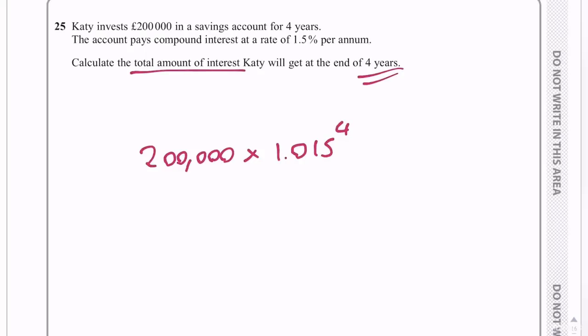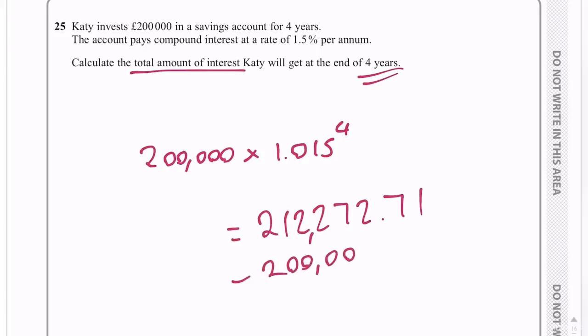So 200,000 times 1.015 all to the power of 4 on the calculator gives us quite a large number here. We've got 212,272.71 to the nearest penny, and that is £212,272 and 71 pence. Now it does say calculate the total amount of interest. Well, we started with £200,000, so we need to take away the original amount that we put in.